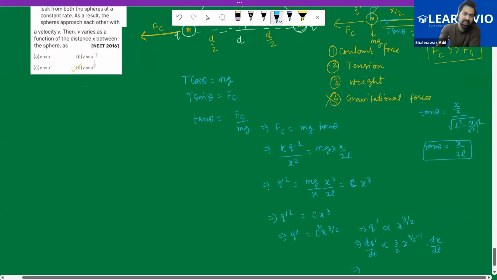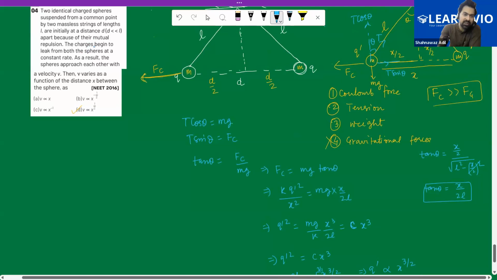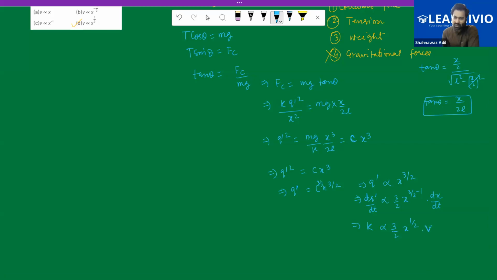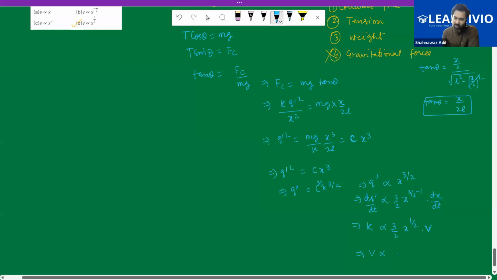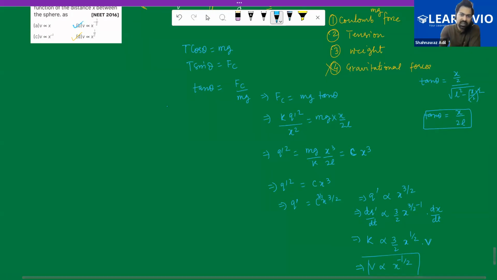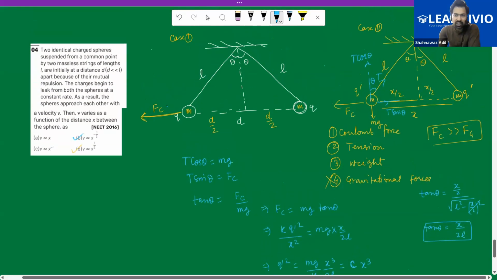So they have said that the charge is decreasing with constant rate, right? So this is a constant again. I name it as k, and this is 3 by 2, and x to the power 3 by 2 minus 1. So this is x to the power half, and this is v. So now I take this x power half to the left hand side. So v would be proportional to x to the power minus half. So that is the answer, right? We got x plus half, but the answer would be this. Okay, is it clear? So this is the correct answer.